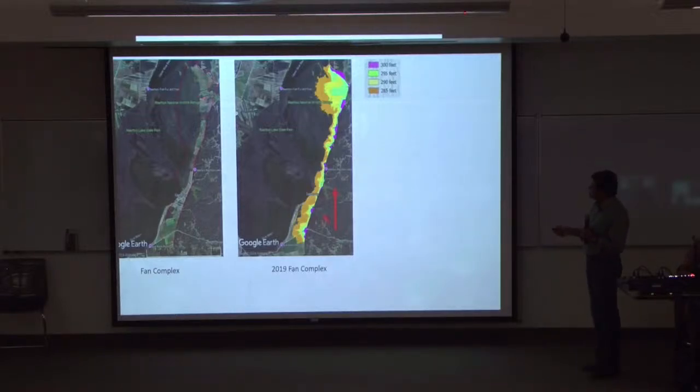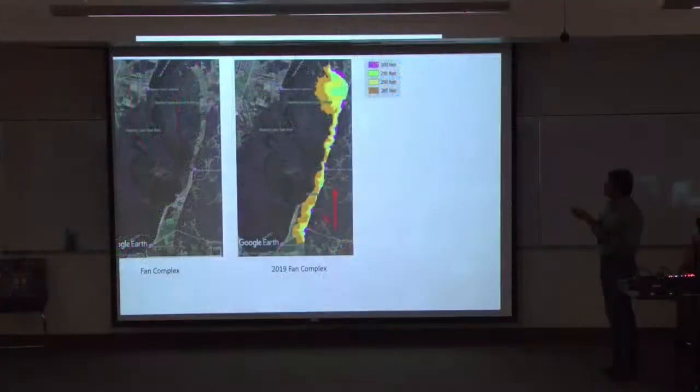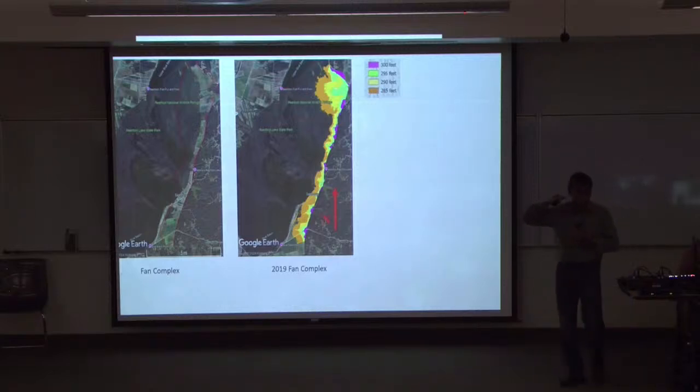Compare what you see here. You can't see the fans at all here, but look at the fans formed. You can see the concentric contours, which have been derived from the 2019 data. How high is this fan? Let's look at Reelfoot fan. This is the Reelfoot fan, which is the largest fan in this area. It goes from 300 feet, which is this color here, to 85 feet, 15 feet in elevation.